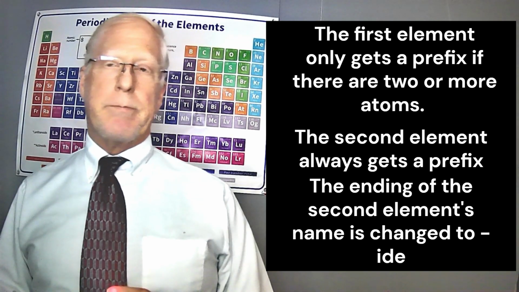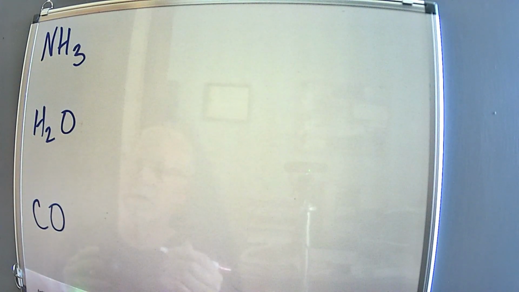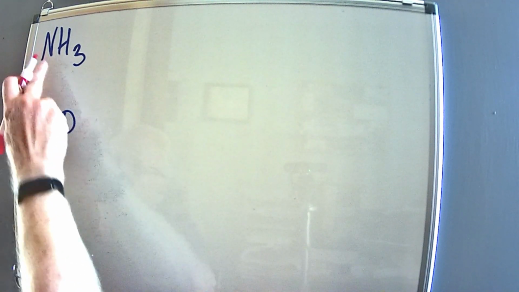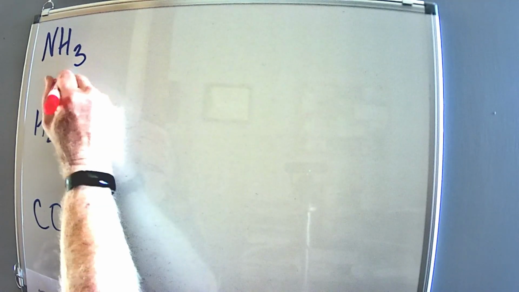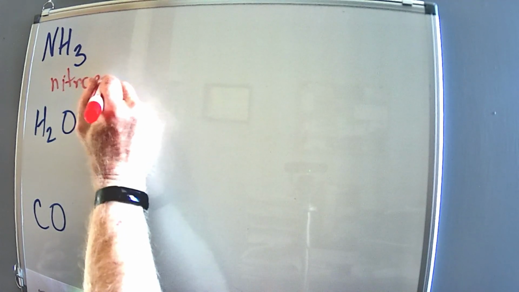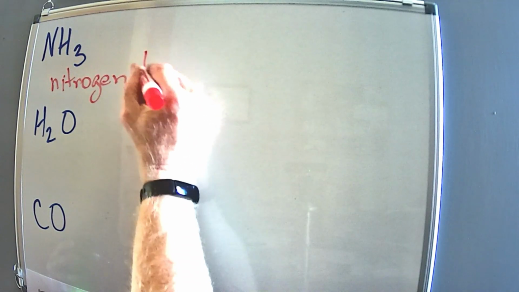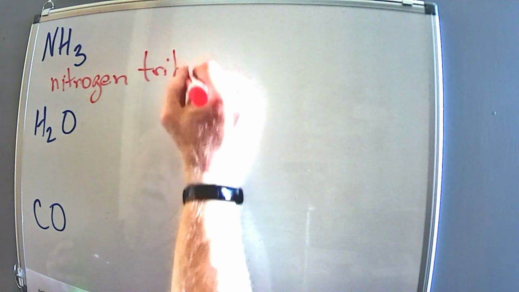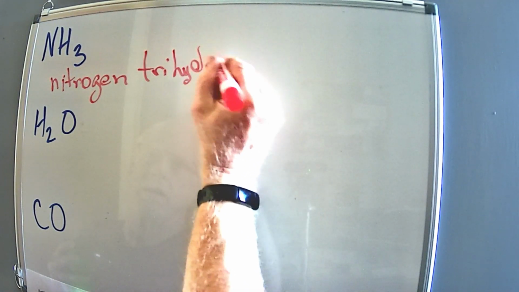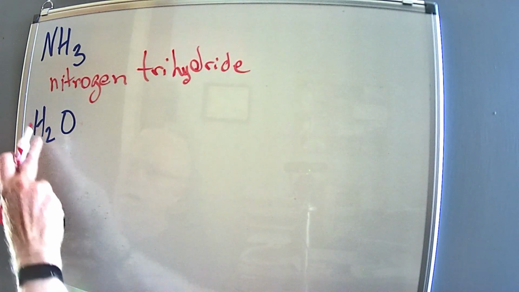Alright, well, here we go. Our first 2 have common names. It's ammonia and water, but let's look at them in terms of using our naming system. So the first element is nitrogen. There's just 1 atom. Since there's only 1 atom, there's no prefix on it, so it's nitrogen. The second element always gets a prefix. There's 3 hydrogens. The prefix for 3 is tri. And we're dropping the ending of hydrogen and adding IDE. So trihydride. Nitrogen trihydride.